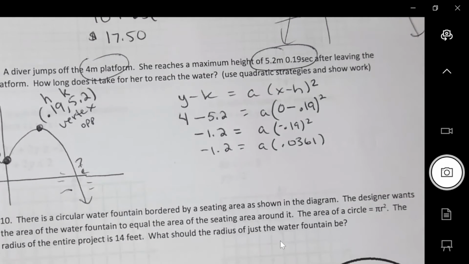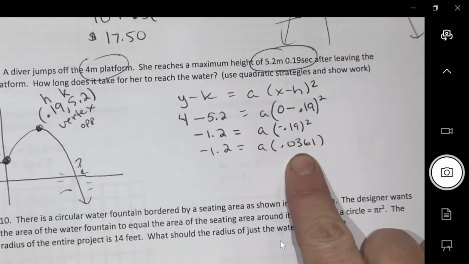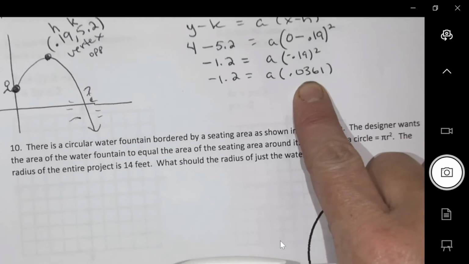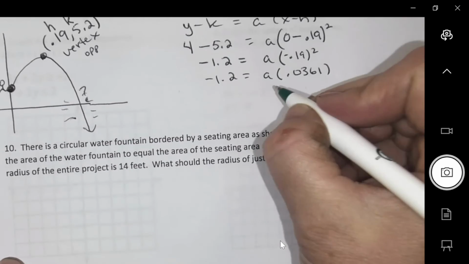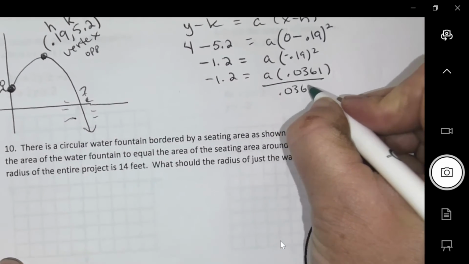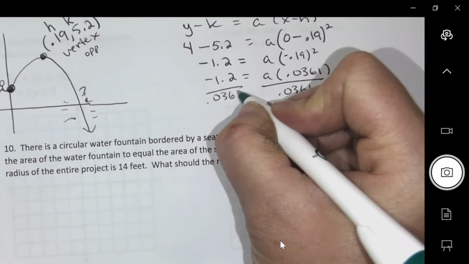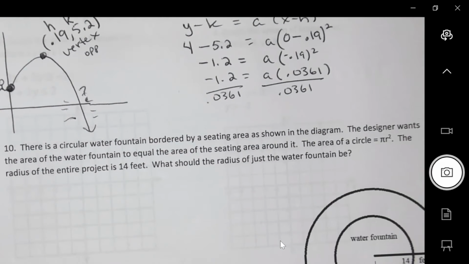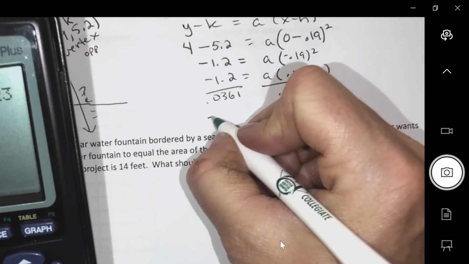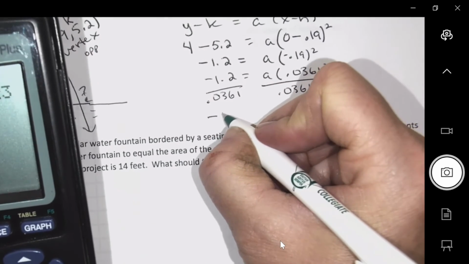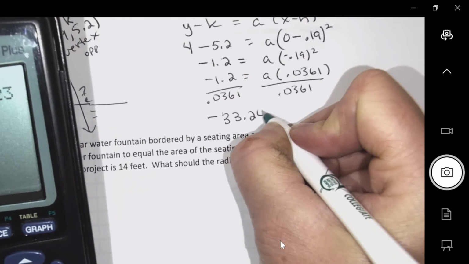Okay, so these are some decimal numbers. When I squared this, 0.0361. So I'm going to have to divide. I don't know if this is going to come out nice. Negative 33.24.